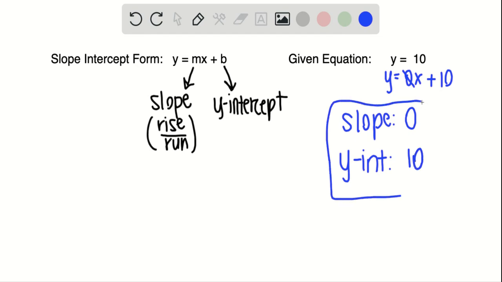When you graph this equation later on in this chapter, you will notice the y-intercept is equal to 10, so that'd be 10 notches up the y-axis, and so your line would just be a horizontal line. It has a slope of 0 because it doesn't have an incline or a decline to it at all.